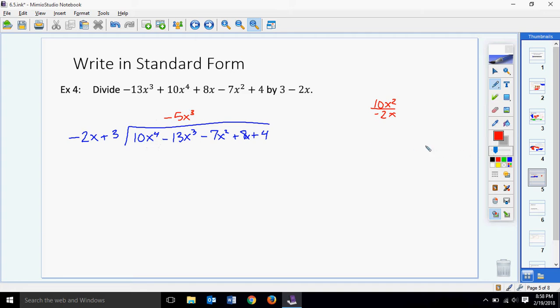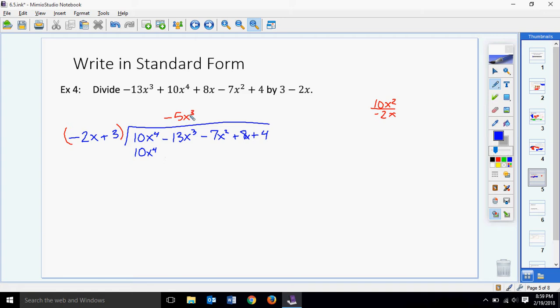So now I'm ready to multiply negative 5x cubed. Now it's times everything, the negative 2x and the 3. So negative 5x cubed times negative 2x would be a positive 10x to the 4th. Remember, we can multiply the numbers, negative 2 and negative 5, to get positive 10. And an x cubed times an x would give me x to the 4th.